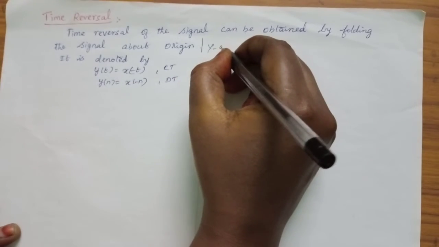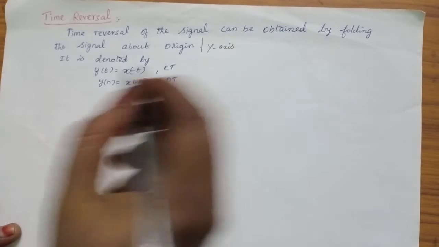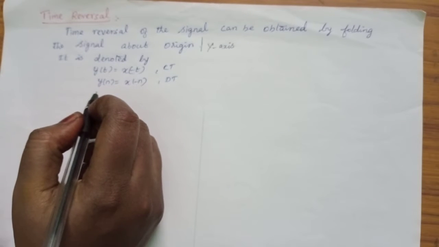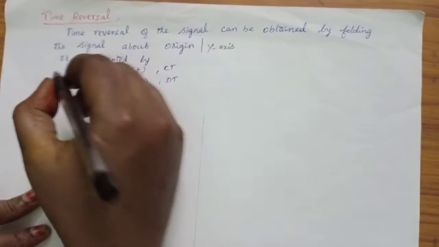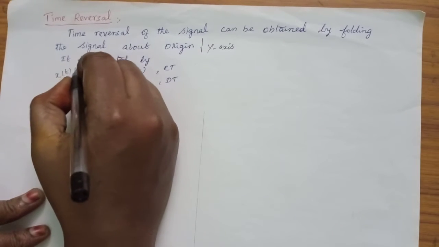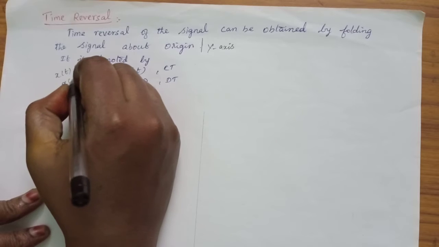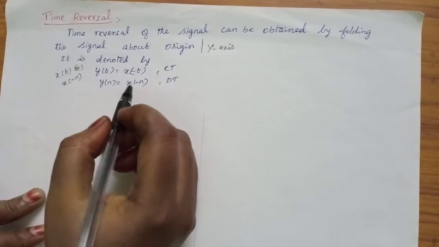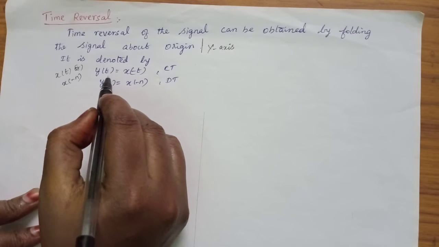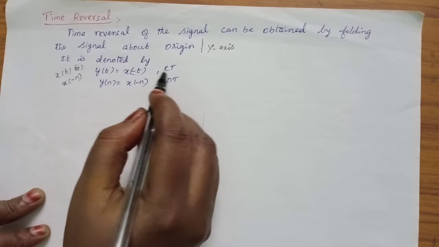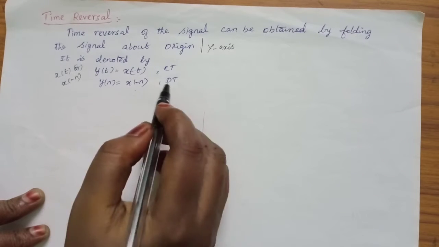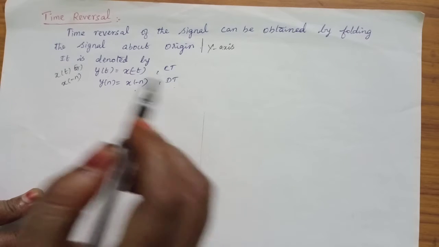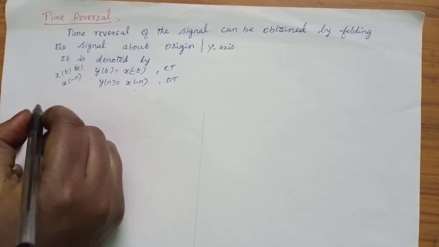Okay, so we can represent the time reversal operation of the signal x of t or x of n as y of t equal to x of minus t in the continuous domain and y of n equal to x of minus n in the discrete domain. Okay, so let's see one example.